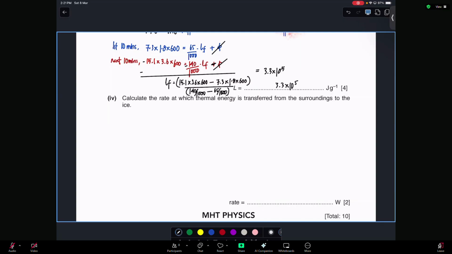So you have to make sure you do this experiment for the same interval as well. Okay. Which they guided. I think we're at 12 to 22 volts here. Calculate the rate at which thermal energy is transferred from the surrounding to the ice.